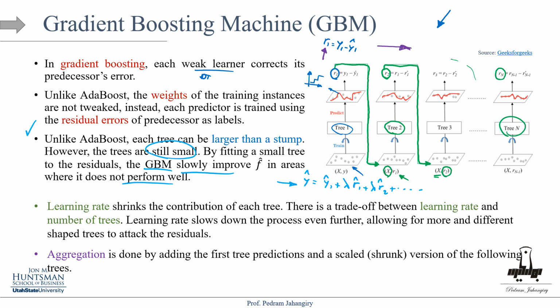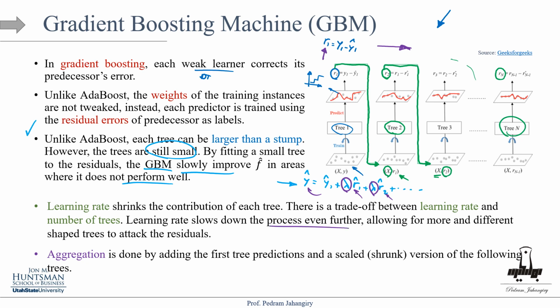All right, so this thing, when we're aggregating over all these trees, we call this lambda our learning rate, right? So the learning rate shrinks the contribution of each tree. So these trees are going to contribute to the final output, and this lambda is going to shrink that. And of course, there's a trade-off between learning rate and the number of trees. If the learning rate is smaller, we are going to have more trees. If the learning rate is larger, we're going to have fewer trees, right? So learning rate slows down the process even further.